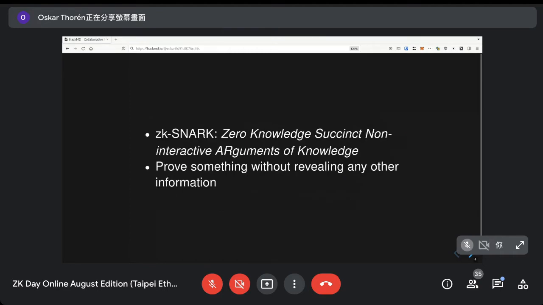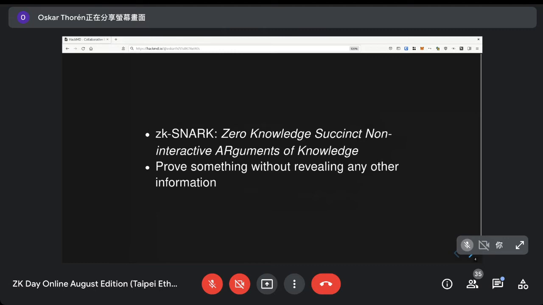First of all, zk-SNARKs stands for, like I'm sure most of you are familiar, but I'll be brief here, zero knowledge, succinct, non-interactive arguments of knowledge. We'll break that down as we go. But essentially, it allows us to prove something without revealing any other information other than that it's true.